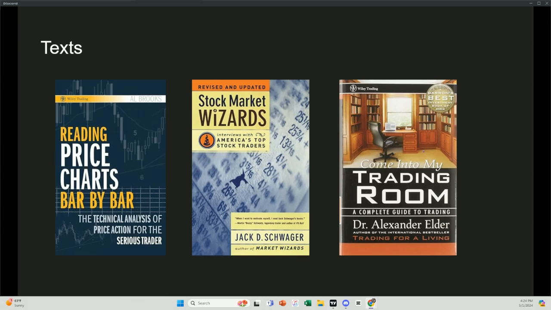And Alexander Elder's book, Come Into My Trading Room, the first, I think it's about 9 chapters. I've got heaps of post-it notes and stuff all over that book because it does go into all the different market participants and how to take advantage of them and what their price action footprints, if you like, look like within it.